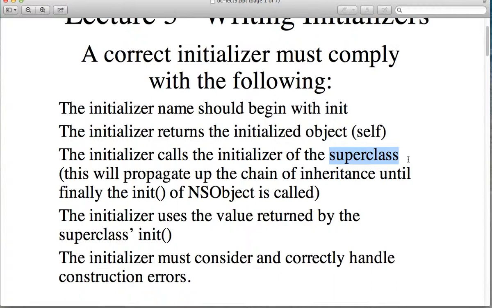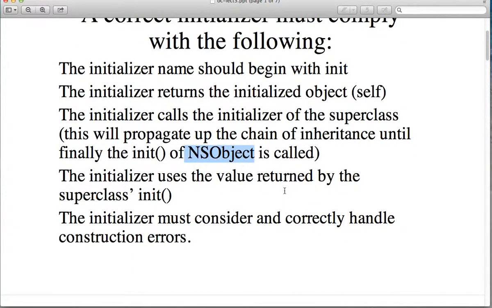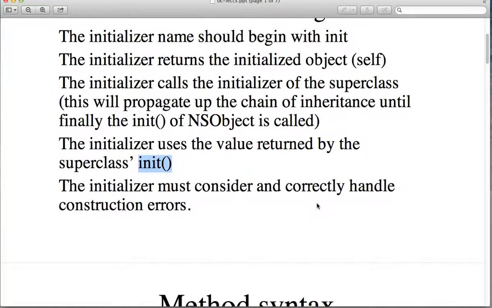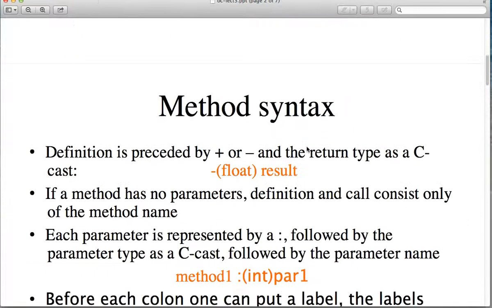So when we run the superclass initializer, we propagate up the chain of inheritance until we finally hit the init of NSObject. So far we haven't been working up the chain that far. We've only been working one level, so we've been thinking directly about NSObject in terms of the init. The initializer uses the value returned by the superclass init, and must consider and correctly handle construction errors. To be proper, if super init fails, we shouldn't be creating ourselves, which is what that's saying.